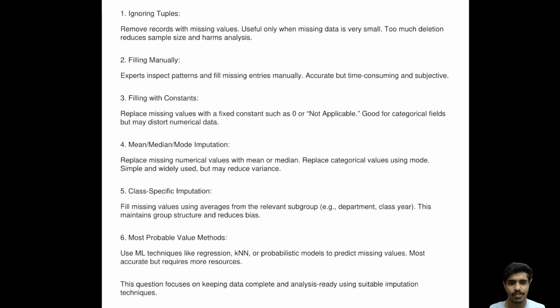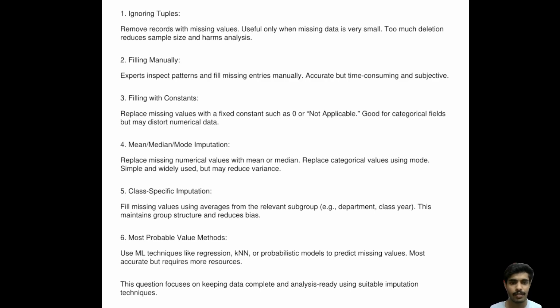The fourth method, which is very widely used, is mean, median, mode imputation. Numerical missing values can be filled with the mean or median, right? And categorical missing values can be filled with the mode. It is simple, and widely used because you are just taking the whole data set, estimating the value for that empty space, and then analyzing the whole data set on that. So it's a very common and very easy way to fill up the missing values.